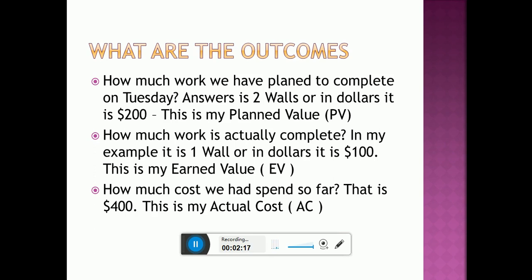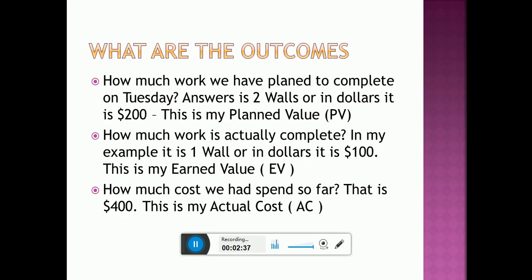Now, how much work have I actually completed? I actually built only 1 wall. If I compare it in terms of value, it will be $100. So this is what I have earned, and this is called my earned value.